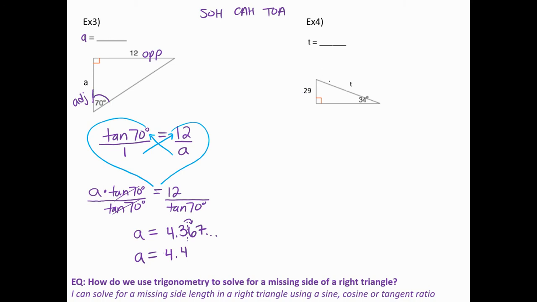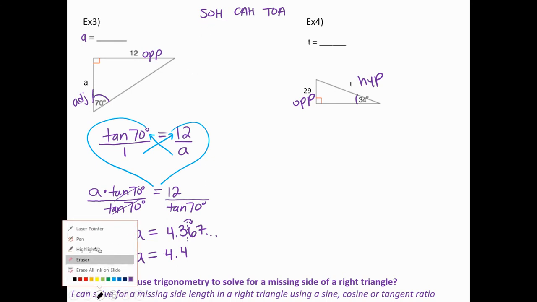We're going to do a similar thing here. So I'm going to mark the angle 34 degrees and I'm going to check. I have opposite and I have hypotenuse. So remember the T is across from the 90. It's the hypotenuse. I'm going to look for which trig function uses opposite and hypotenuse. That would be sine, that first part, the SOH. Okay, so then I'm going to go ahead and set that up.